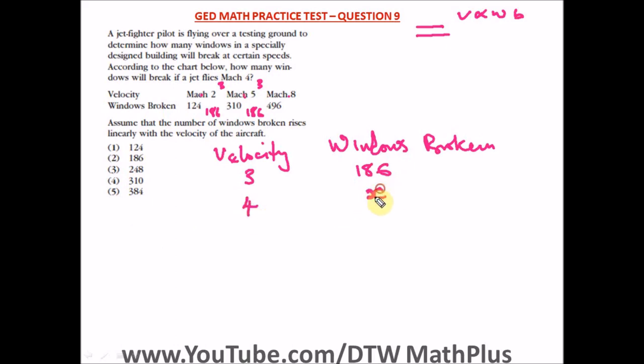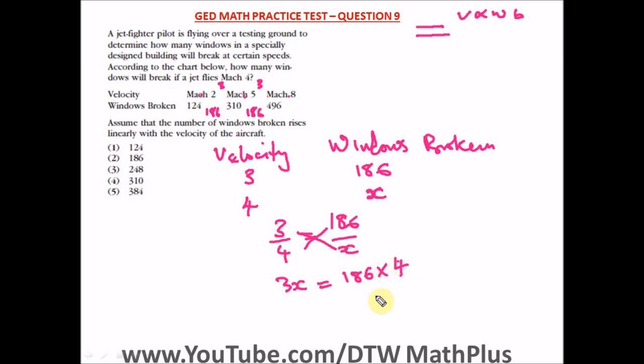But our question here says, how many windows will break if a jet flies Mach 4? So we know that for velocity and windows broken, we're going to do proportion here. For velocity at 3 Mach, since the difference between each of the Mach is 3, we have 186 windows broken. So for 4 Mach, how many windows are we going to have broken? It will be x. So we'll say in proportion, we have 3 over 4 equal to 186 over x. So we cross multiply. We have 3 times x, which is 3x, equal to 186 times 4.